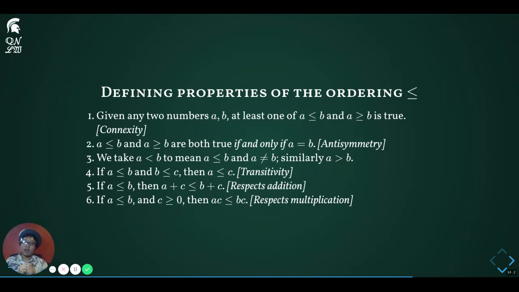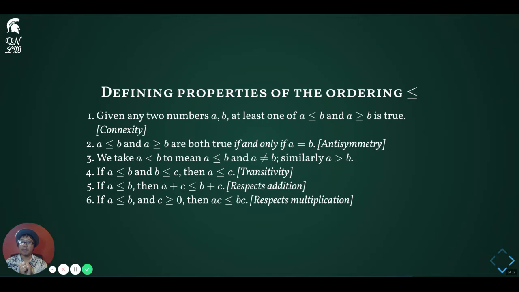Properties 5 and 6 are only statable because we can do arithmetic with the numbers. Property 5 says that the order respects addition. If A is less than B, then A plus C is less than B plus C. Property 6 says that the order respects multiplication by positives: if A is less than B and C is positive, then AC is still less than BC.